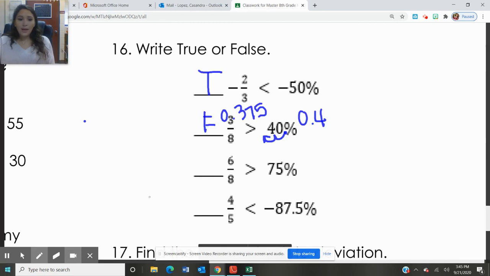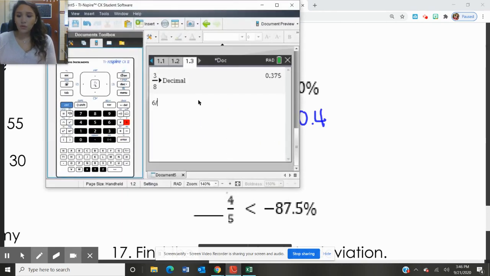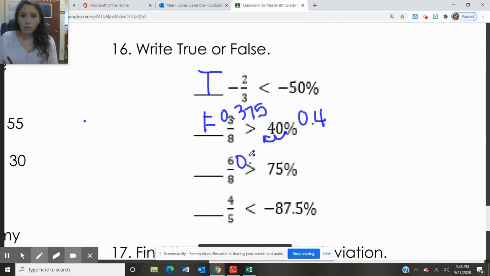Okay, now I have 6/8 is greater than 75%. Okay, so again, I'm going to open up my calculator and I'm going to do 6/8 menu 2, 1 because I want to convert it to a decimal, and I get 0.75. So this is equal to 0.75. Okay, and then I have 75%, and again with the Dr. Pepper method, I just need to move my decimal point 2 spots to the left, and I get 0.75. Right now it has the greater than symbol, but these two look like they're equal to each other. So this is false.